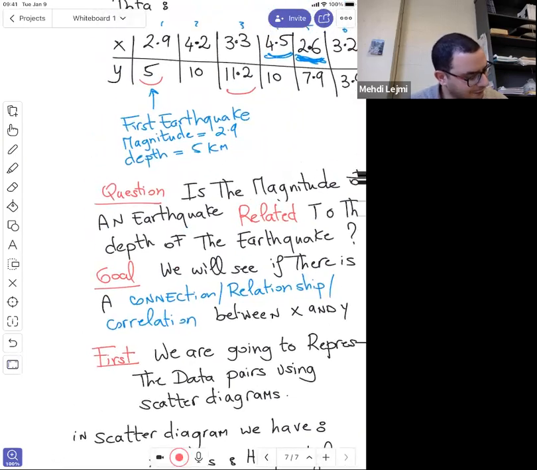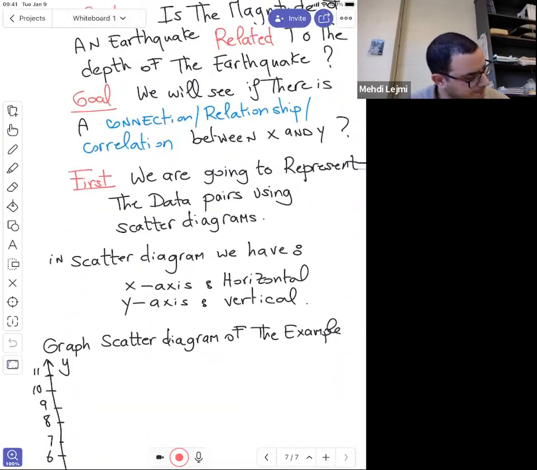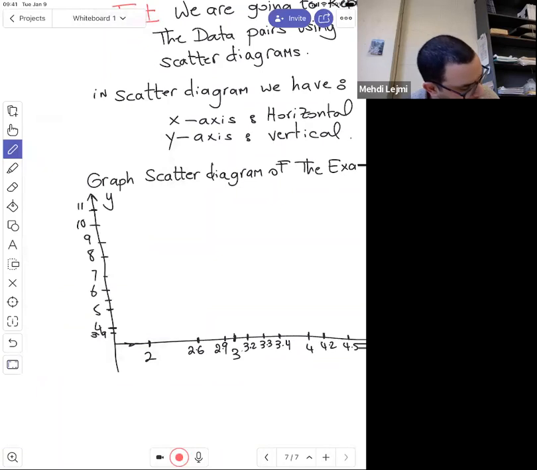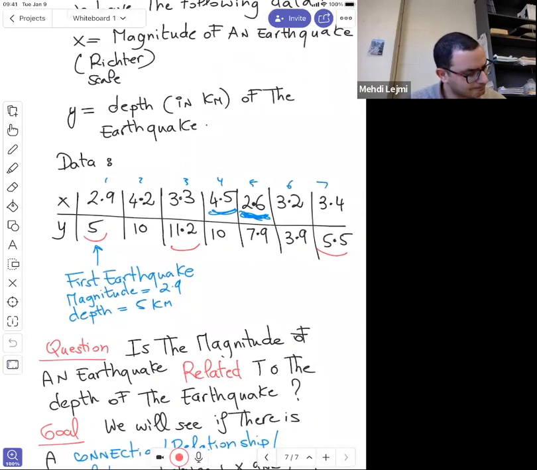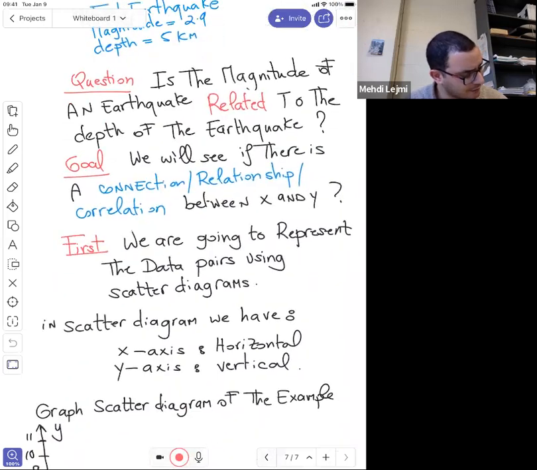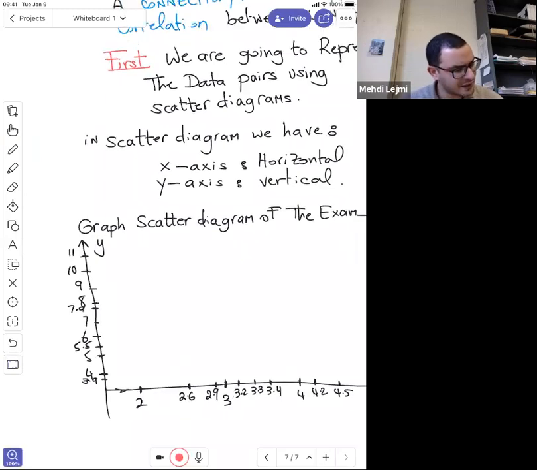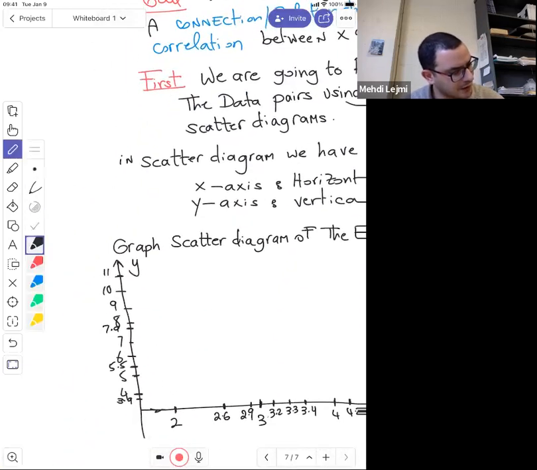Then the next value would be 5. So I have my 5, and then we have 5.5, which of course is between 5 and 6. So here's my 5.5. And then next would be 7.9, which is very close to 8. So here's my 7.9. And then there are two 10s, and then this is 11.2.